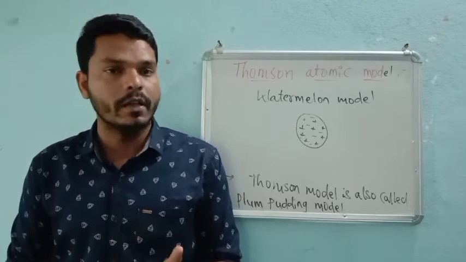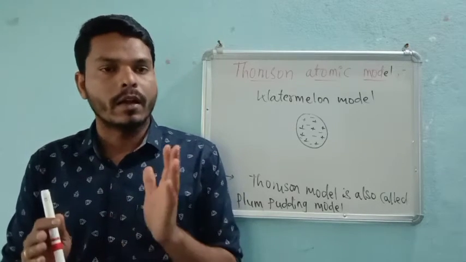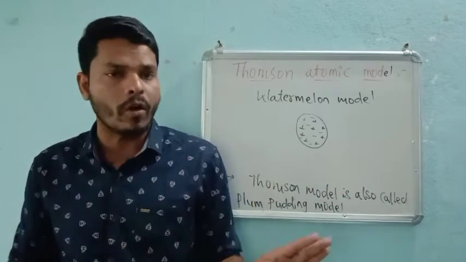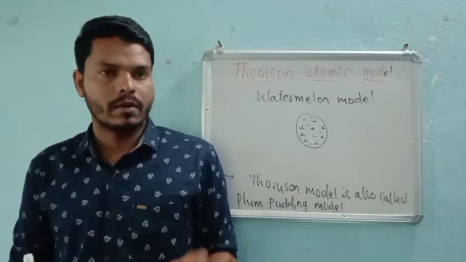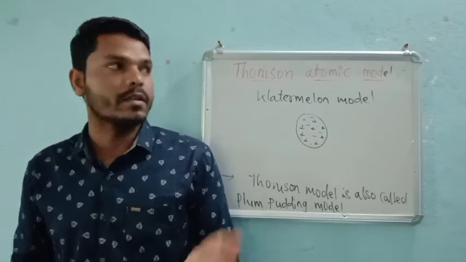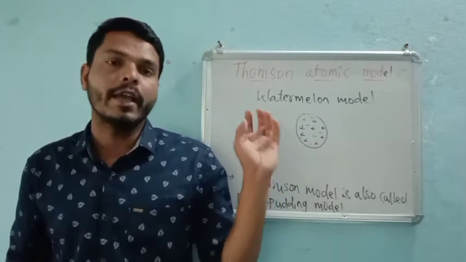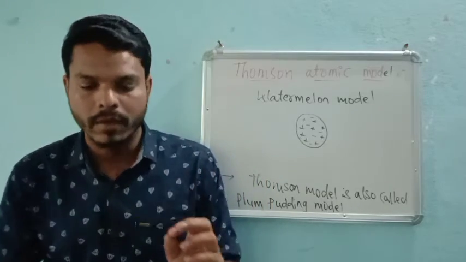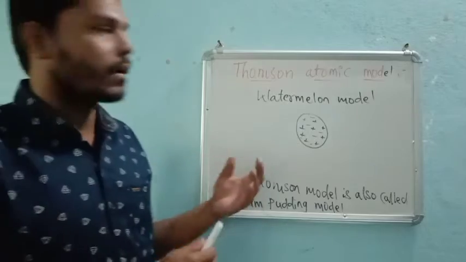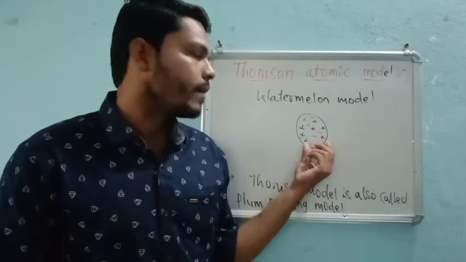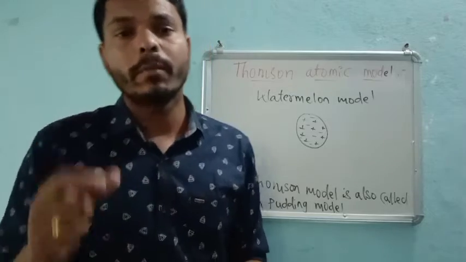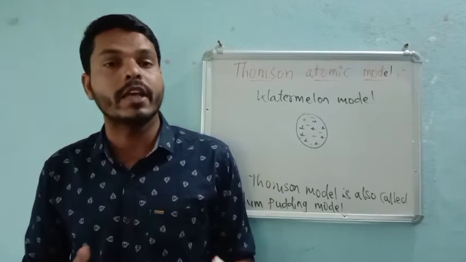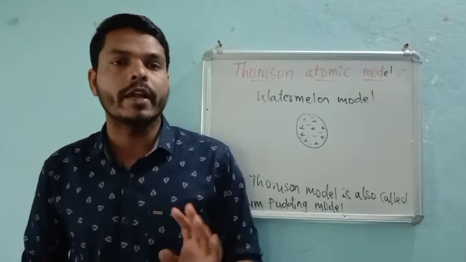But remember, dear student, here he has not explained that the number of positive charges will be equal to the number of negative charges. This model has so many drawbacks. After other discoveries, this model failed. But he was the first scientist who made an assumption about the atom. According to him, it has a spherical shape, but he couldn't explain that the number of electrons must be equal to the number of protons. Then only can we call it a stable atom. But he has not explained that.